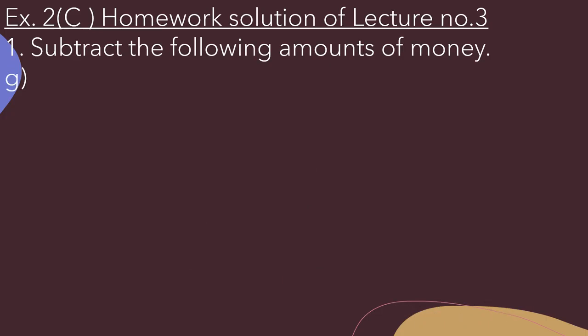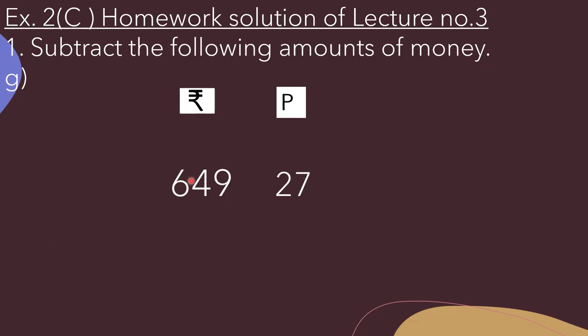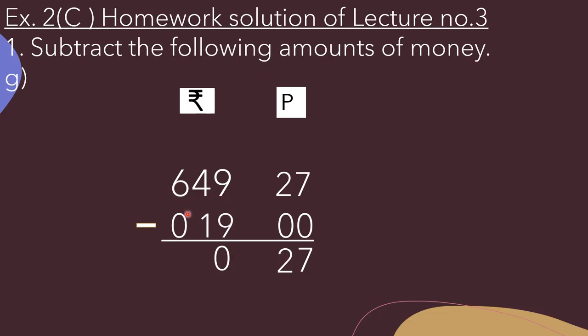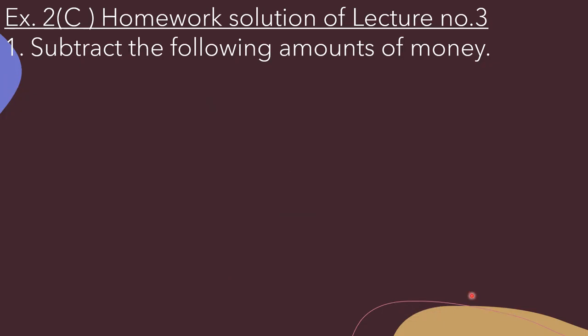Now in G part, rupees and paise are given. Now we have to subtract the given amounts, that is 649 and 27 paise, and the next is rupees 19. Okay, so we will start from our right hand side. So 7 minus 0 is equal to 7, 2 minus 0 is equal to 2, 9 minus 9, 0, 4 minus 1, 3, and 6 minus 0, 6. So what is the answer? That is 630 rupees 27 paise. So how we can write? Rupees 630.27.